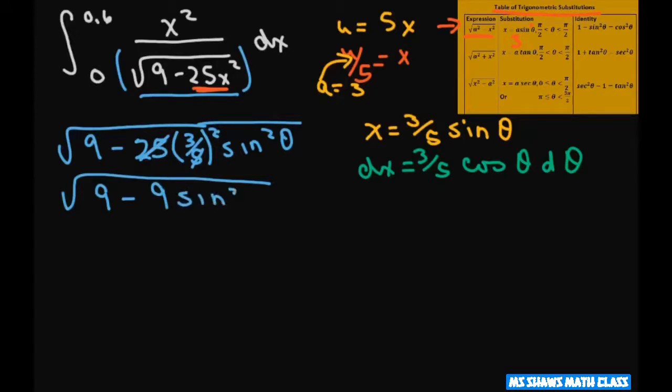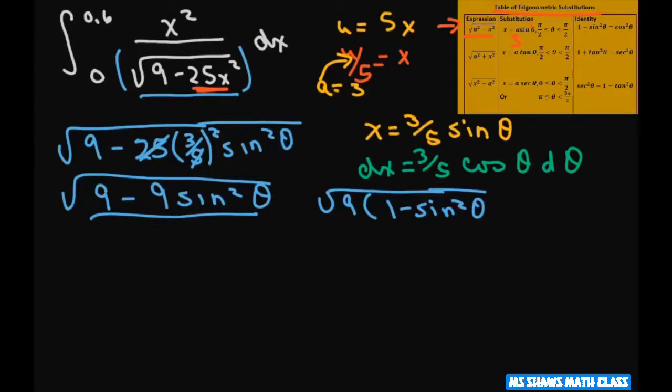So that's why we set it up the way we did, because now we can just write this as 9 times 1 minus sine squared, and then pull out the 9. Square root of 9 is 3. 1 minus sine squared is cosine squared. And then since we're in quadrant 1 to 4, we can just write this as 3 cosine of theta. So that's what this equals here.